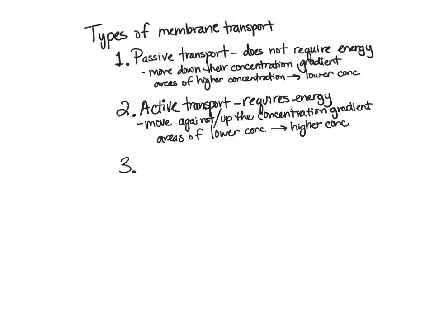The last type of overall membrane transport is called vesicular transport, or bulk transport. Now, this one, as its name implies, uses a vesicle. So we've talked about vesicles and how they're moved throughout the cell. And in this case, what we're using are these vesicles to transport things. So this transports very large molecules or large amounts of something in a vesicle.